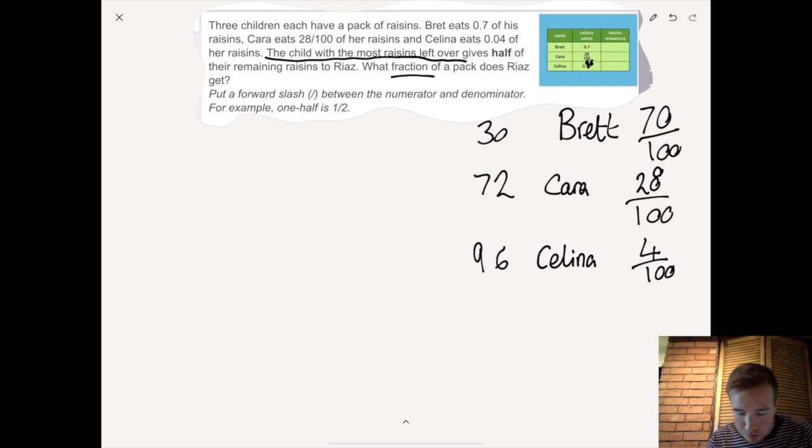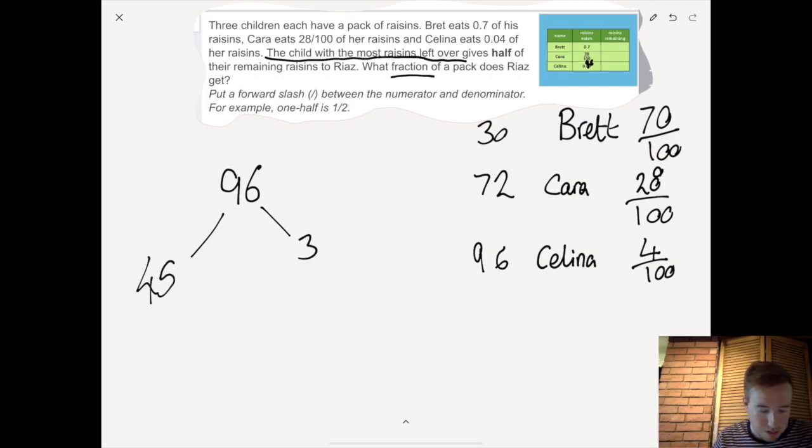Selena's got 96 raisins left over, and she gives half of it to Riaz, so we need to halve 96. So I'm going to partition it for that, just in case you struggle with that bit. Half 6 is 3, half of 90 is 45. Okay, and then you add them together. 45 add 3 is 48. Yeah, 48. Okay. What fraction of a pack does Riaz get? Well, he gets 48. There's 100 in a pack, so 100 makes a whole pack. So the answer is 48 over 100.